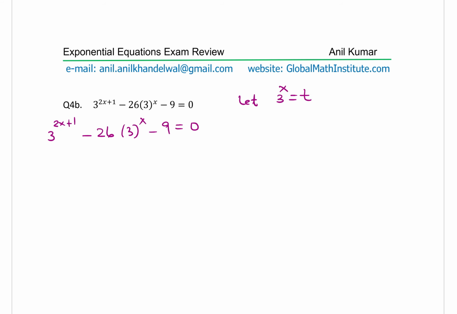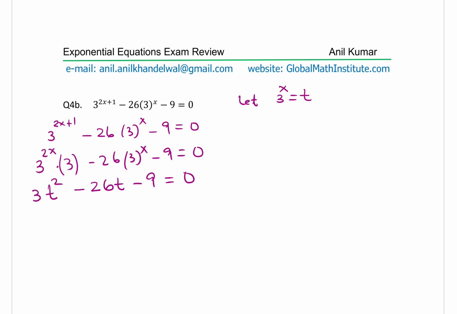Now, before substituting, we should actually simplify our equation. When we say 3 to the power of 2x plus 1, what does it mean? It really means we could write this as 3 to the power of 2x times 3, right? And here we have minus 26 times 3 to the power of x minus 9 equals to 0. So this 3 is the coefficient of 3 to the power of 2x. I could write this equation now as 3t squared minus 26t minus 9 equals to 0. Is that clear to you?